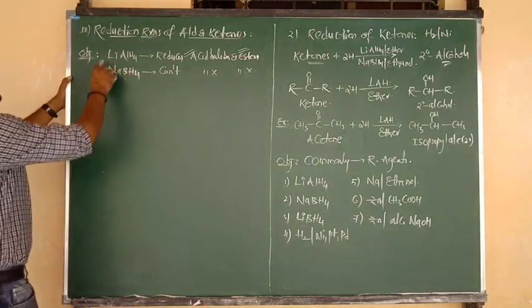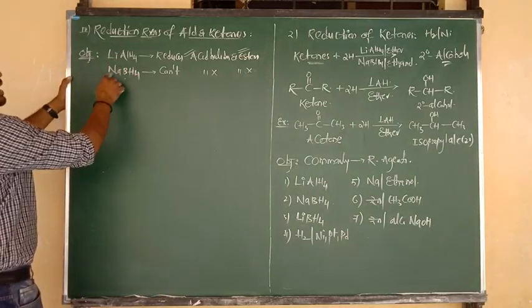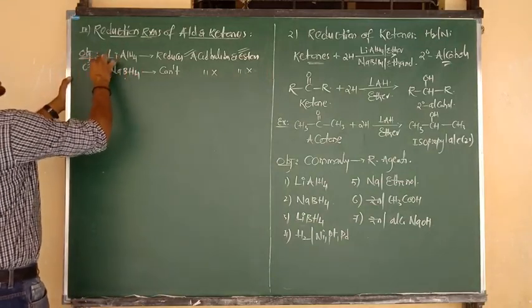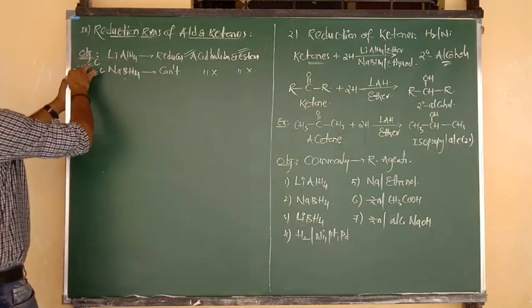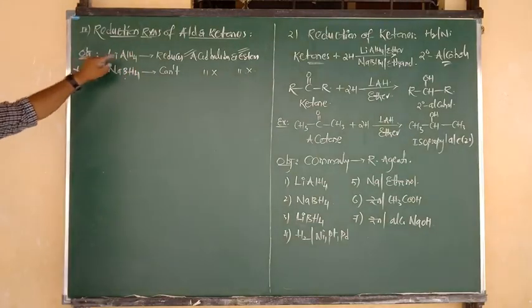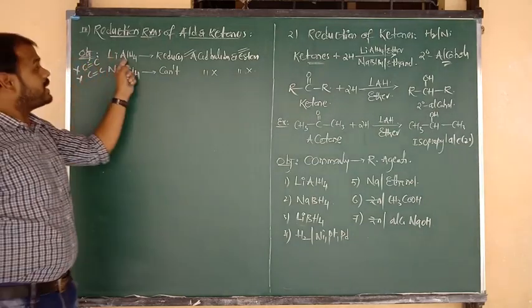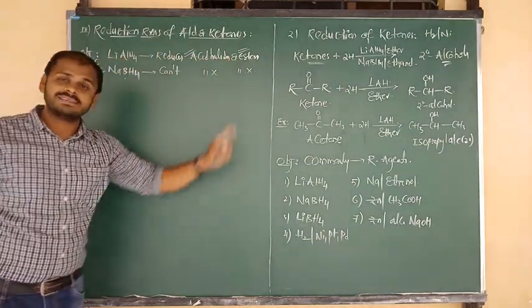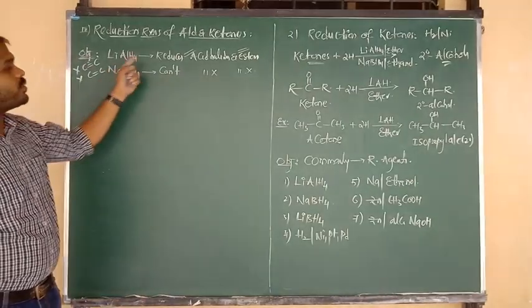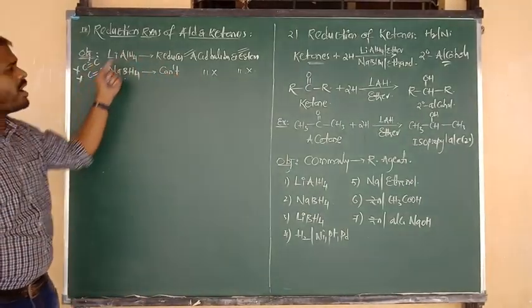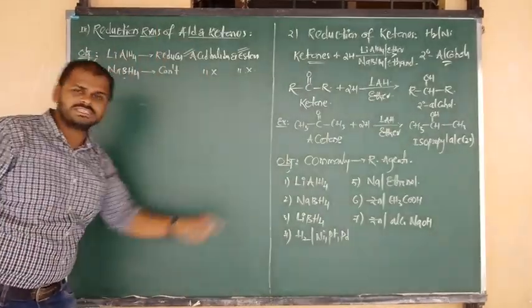And try to remember, lithium aluminium hydride and sodium borohydride both cannot reduce the C=C group. Both cannot reduce the double bond into a single bond. But lithium aluminium hydride can reduce acid halides and esters, and sodium borohydride cannot reduce the double bond, the acid halide, or the ester.